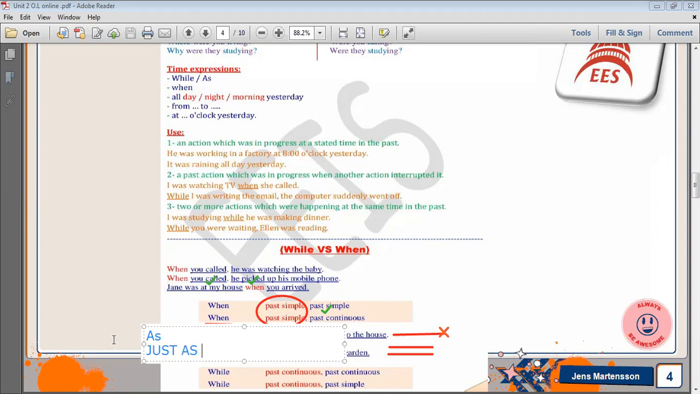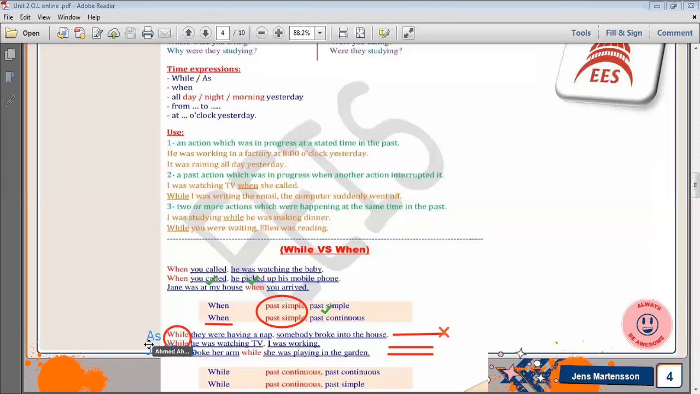They are like while. We can use as they were having a nap, just as they were having a nap. We use while, as, just as to talk about a continuous action, and on the other side, like a short action, or maybe two continuous actions, but we have to put the continuous one after while, as and just as.